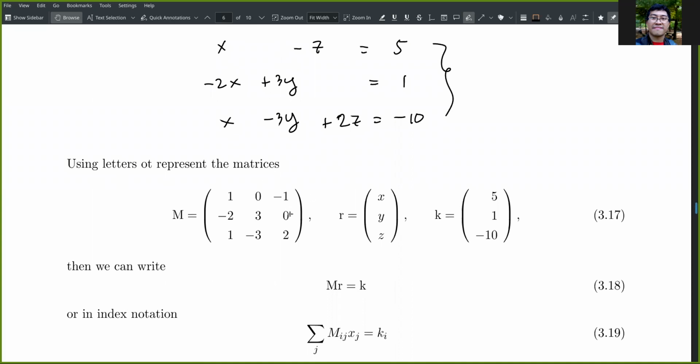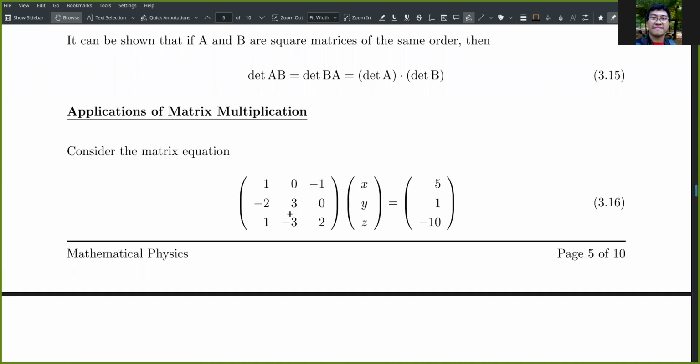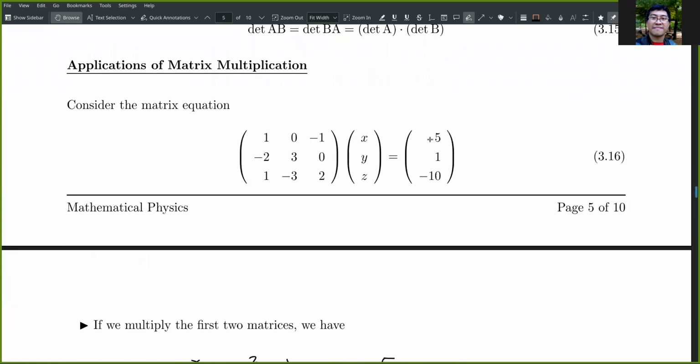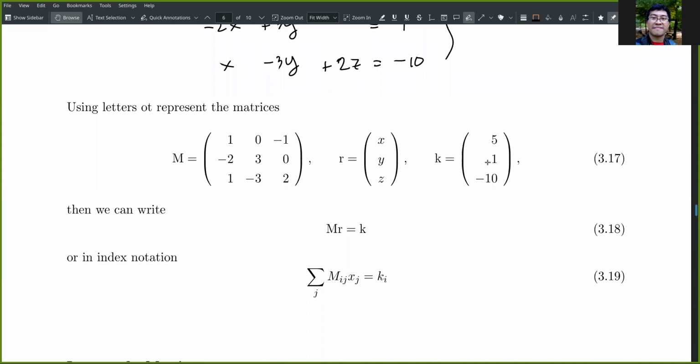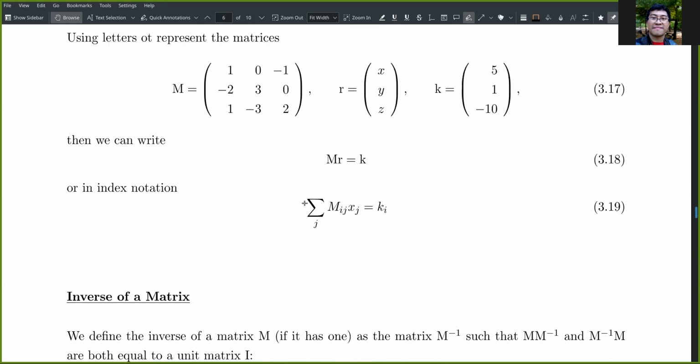So using letters to represent the matrices, we call this M, we call this R, we call this K. Okay, so you have M, R, and K. We can write matrices M times R equals K. Or in index notation, we have this. Also, suppose there is a matrix such that M minus 1 times M equals a unit matrix of whatever dimension.